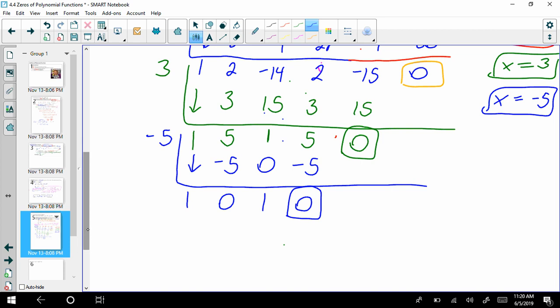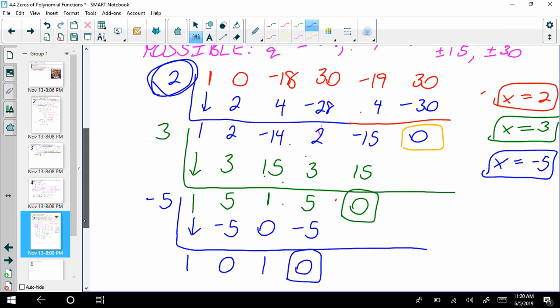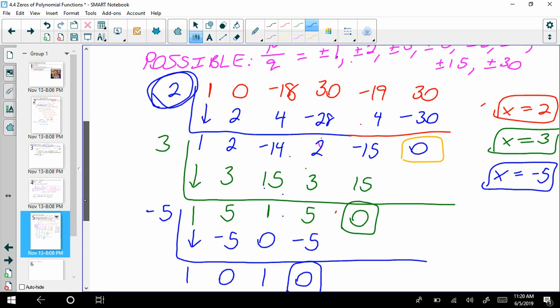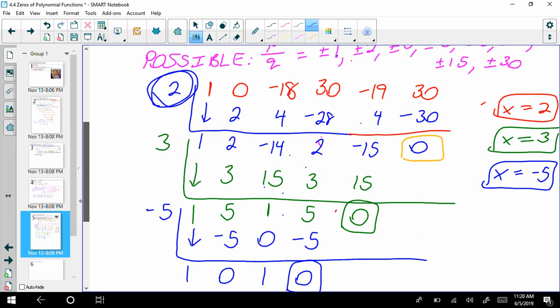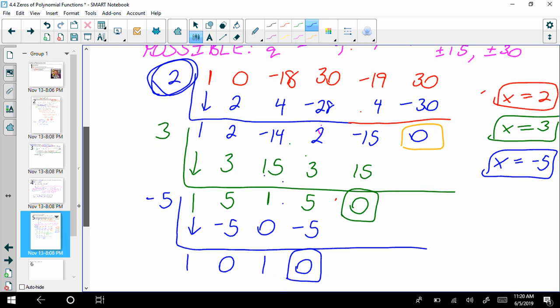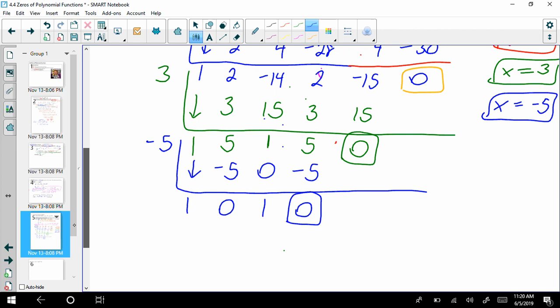Now, I'm going to tell you, if you were to check the other numbers, none of them will work. Well, what the heck? If none of my other possibilities will work, but I need 5 answers, where are the other 2 answers at? Because I need 5 and I only have 3. Well, here's what I recommend.